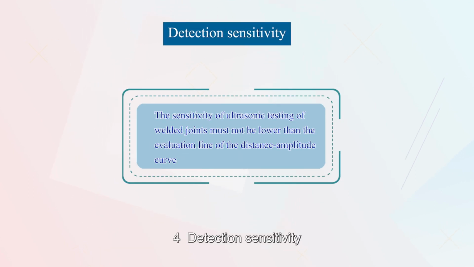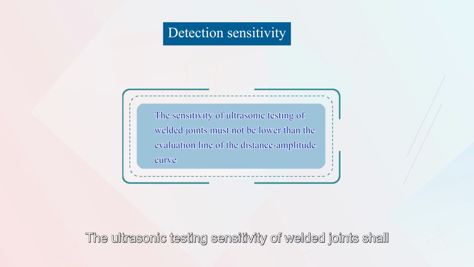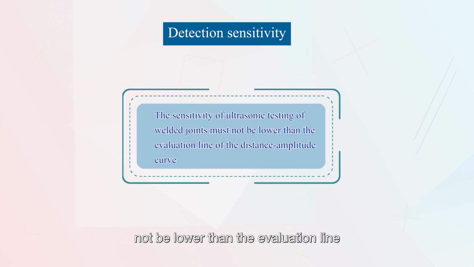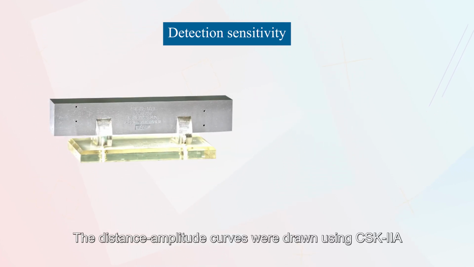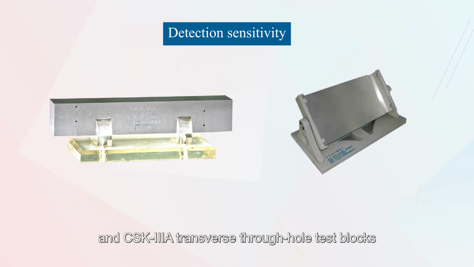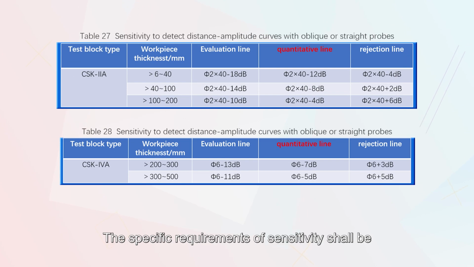4. Detection sensitivity. The ultrasonic testing sensitivity of welded joints shall not be lower than the evaluation line of the distance amplitude curve. The distance amplitude curves were drawn using CSK-IIA and CSK-IIIA transverse through hole test blocks. The specific requirements of sensitivity shall be implemented according to Tables 27 and 28.